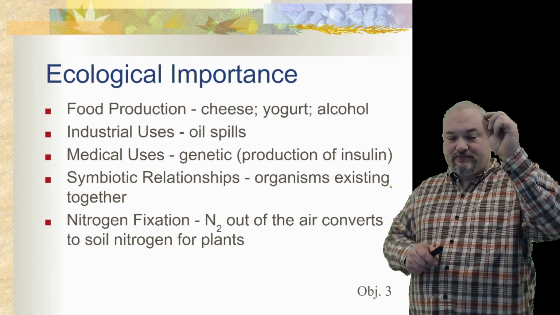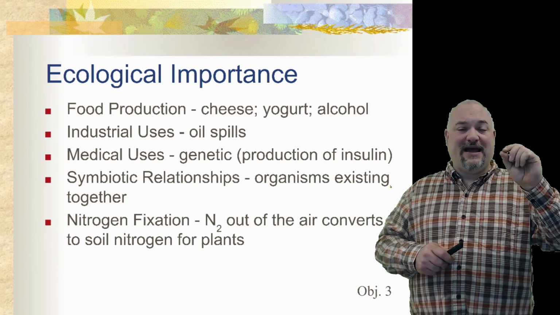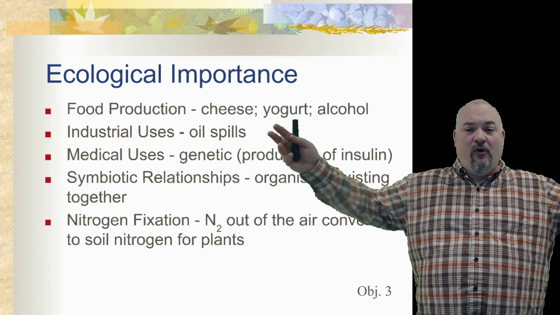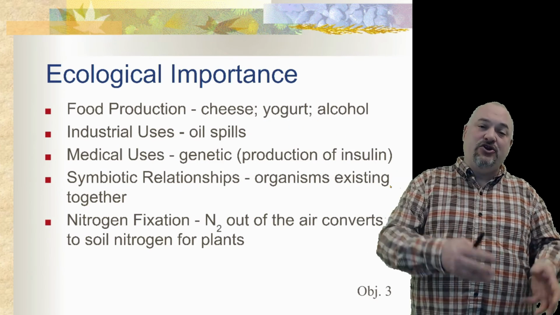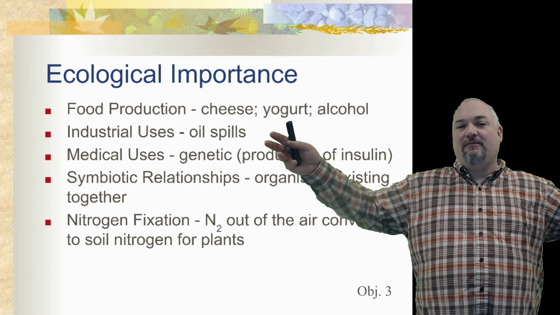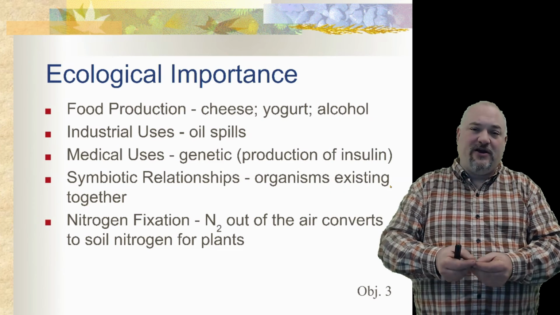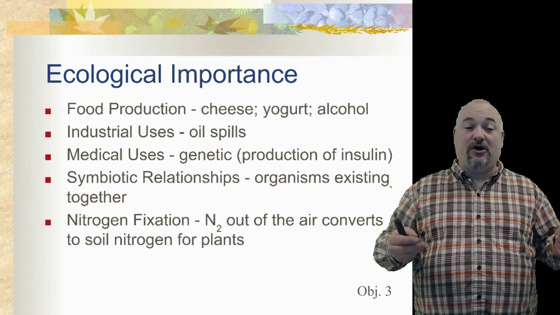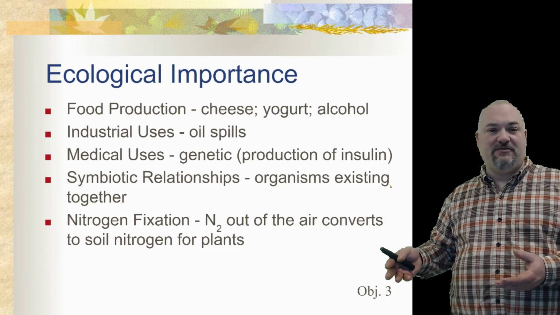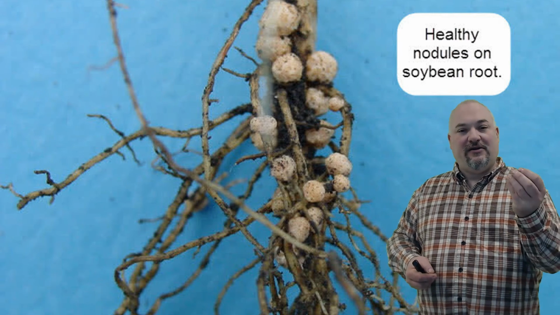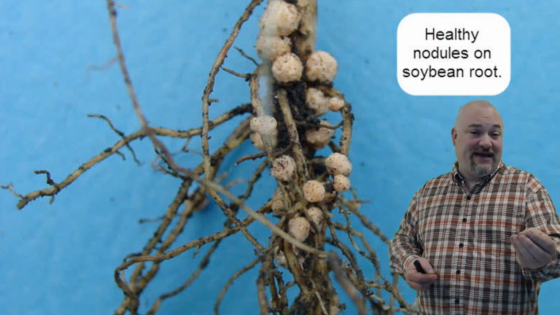Nitrogen fixation. Bacteria take nitrogen in the air. Our atmosphere is mostly nitrogen, right? And they turn it into a form that plants can use. Plants can't use nitrogen from the air. They need a slightly different form of nitrogen. So those bacteria can convert that. Some plants actually specialize in hosting nitrogen fixation bacteria, like soybeans, right? Those little nodules on them, and those nodules contain the bacteria that fixes the nitrogen.